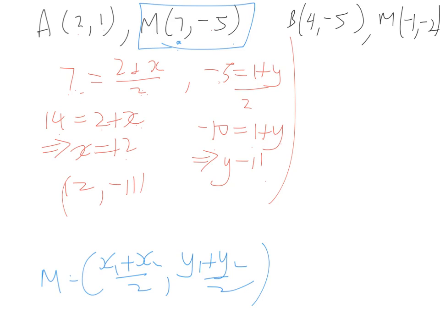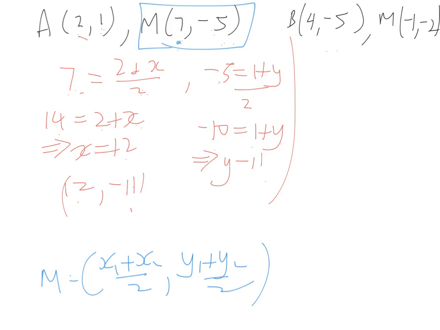Now to check it, what we would do, we would work backwards. So we have 12 plus 2 gives us 14, divided by 2 we get 7. Negative 11 plus 1 we get negative 10, divide that by 2, and we get negative 5. Let's try this next one over here.